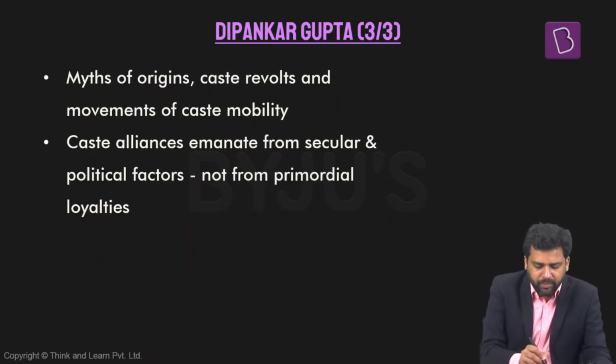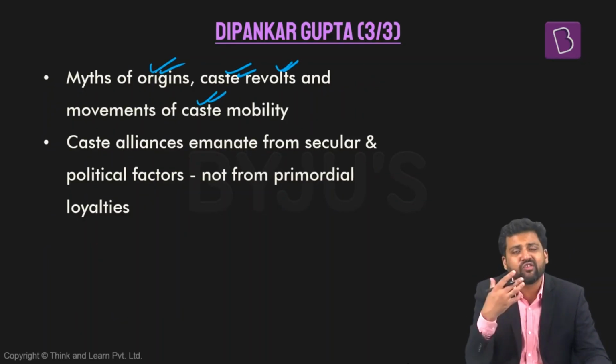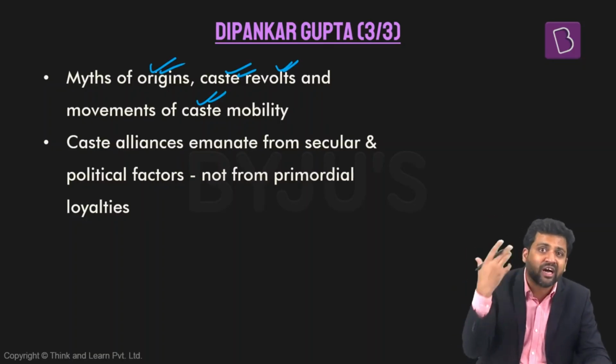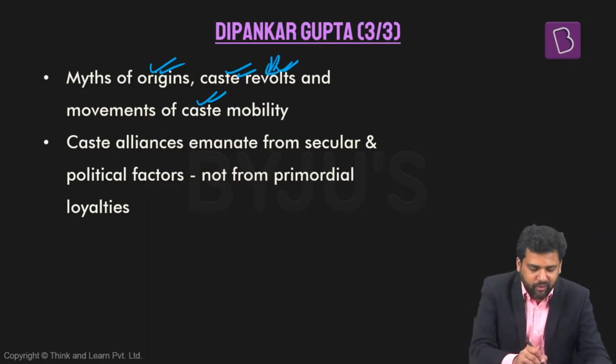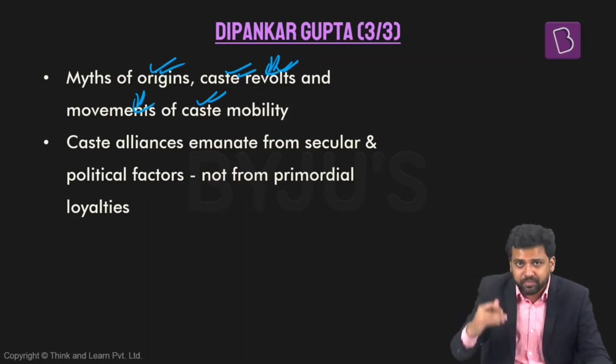Apart from this, Professor Dipankar Gupta says that each caste will subscribe to some myths about how it originated. There are different kinds of caste revolts. There are different kinds of movements for caste mobility. Which also implies that you do not have that uniform stratification throughout the length of the country. Because in many places, different castes would have tried to change their caste position. They would have revolted. They would have had different kinds of movements for caste mobility. Right? So in some places, a particular caste might have moved up. In some other places, it might not have. So you do not have that uniform ABCD thing throughout the length and breadth of the country.